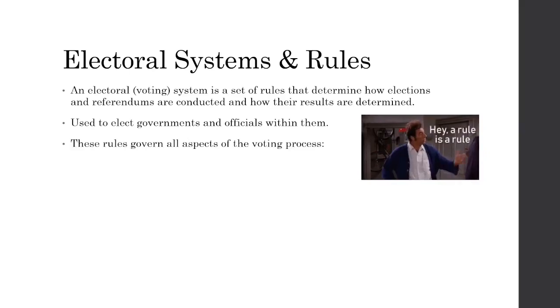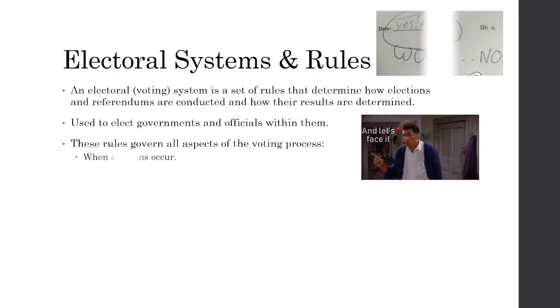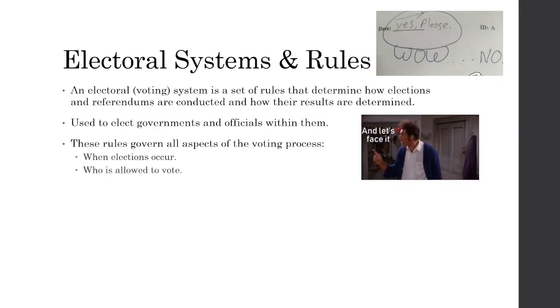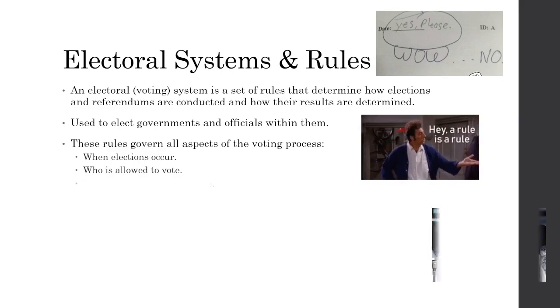And there are certain rules that govern all the aspects of the voting process. So there's when elections occur. They could occur every 4 years, every 6 years. They could occur irregularly, or they can only occur when the ruling entity dies. Who is allowed to vote? Are men and women allowed to vote? Are only adults allowed to vote? Are only citizens allowed to vote?